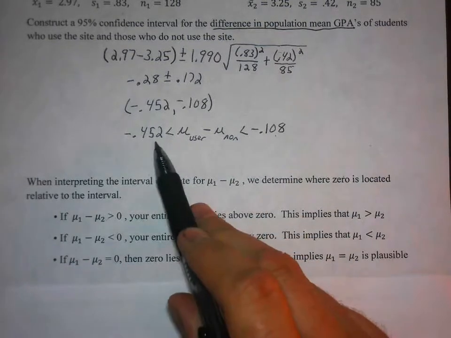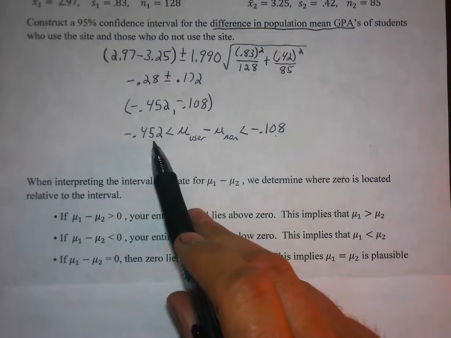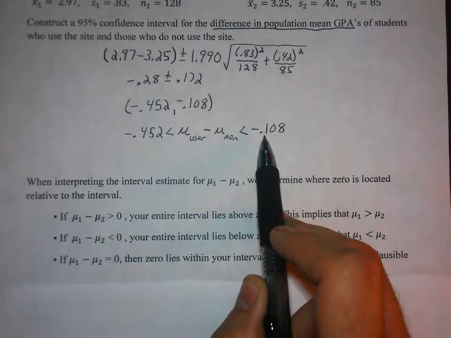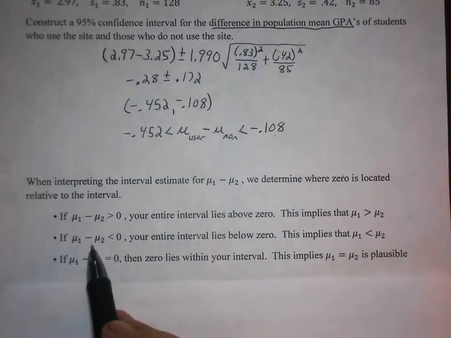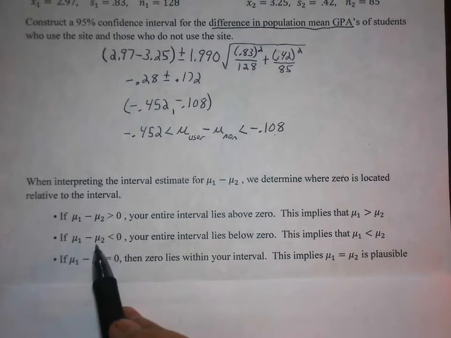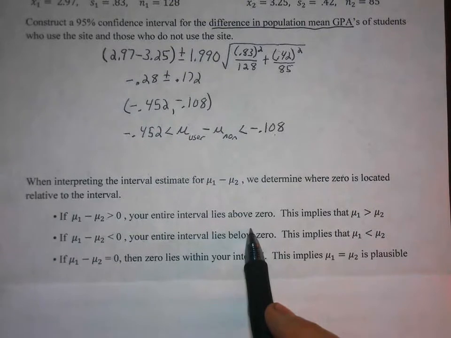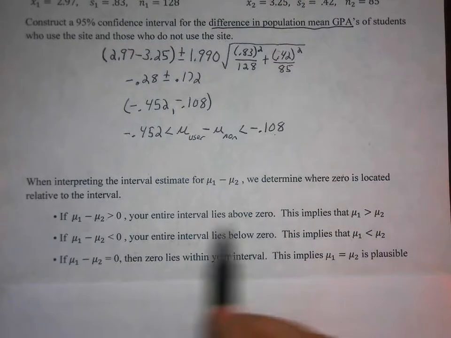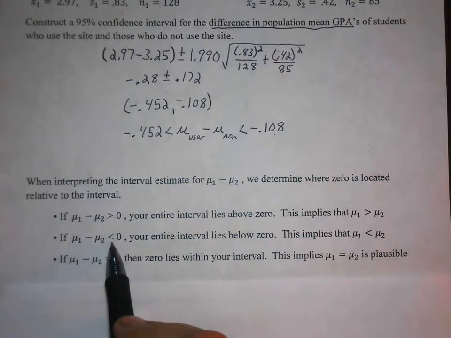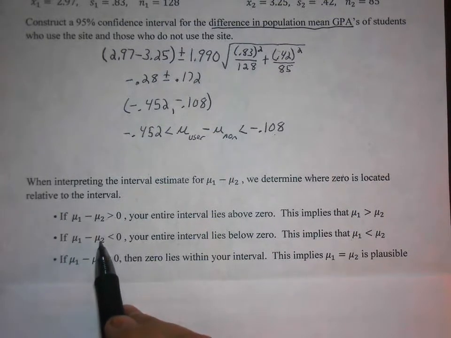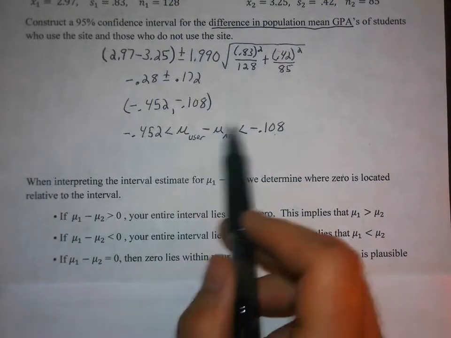Now that's not what's happening here. In this one, we have a negative on the lower bound and a negative on the upper bound. So that's the case we have in the second bullet, if mu1 minus mu2 is less than 0. So if that happens, your entire interval lies below 0. This implies that the first mean is less than the second mean. To get a negative number, so less than 0 means you have a negative number. It means you had to subtract a smaller number minus a larger number. So that is what's happening here.